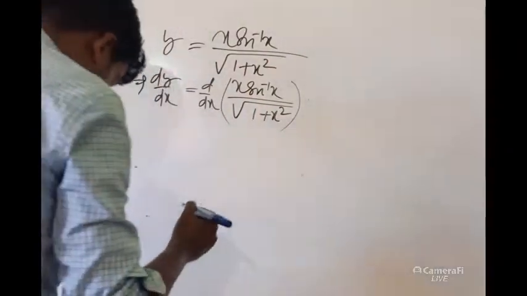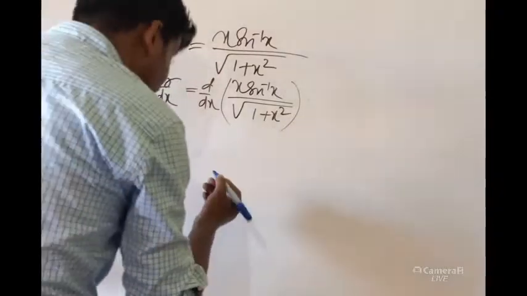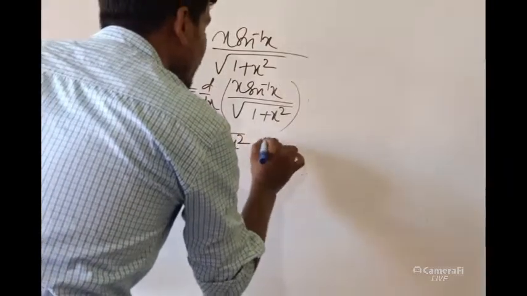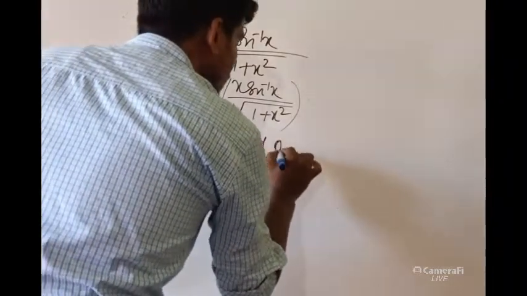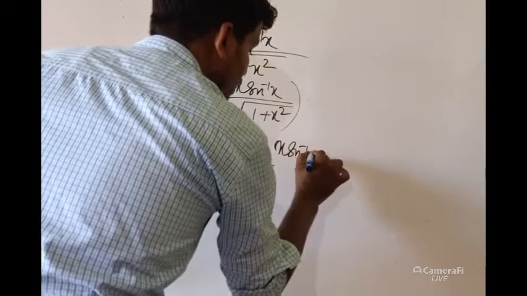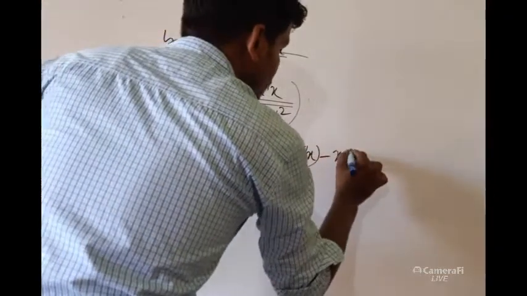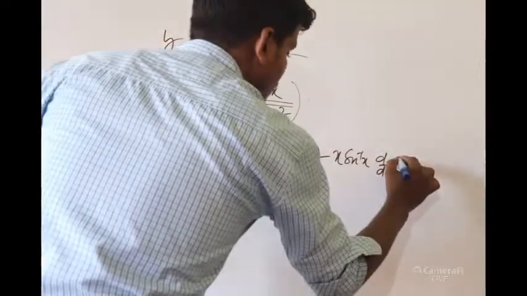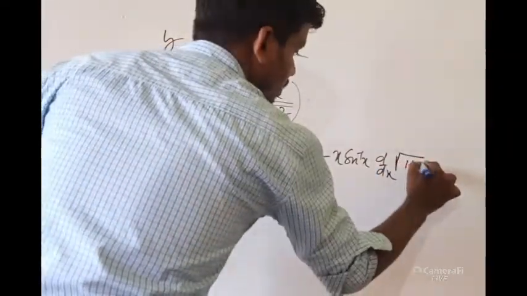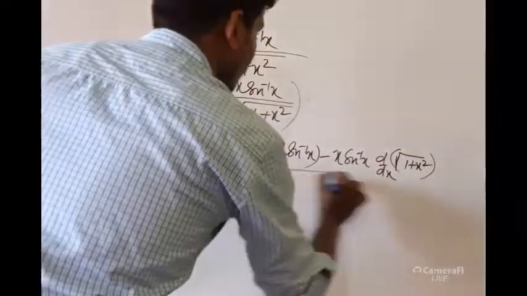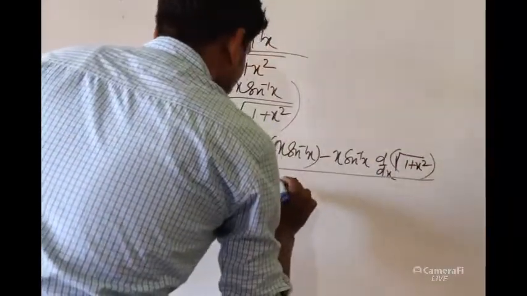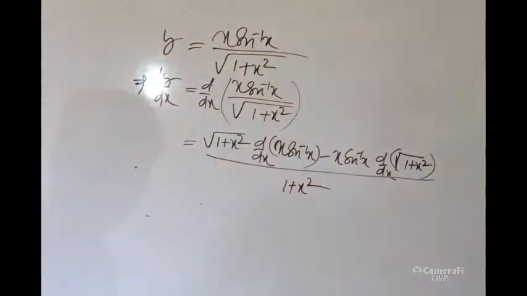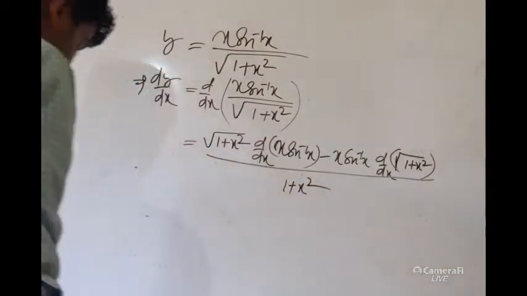This is second and derivative of first, minus first and derivative of second, and divided by the square of second. This is only 1 plus x square. Okay. Yes, clear.